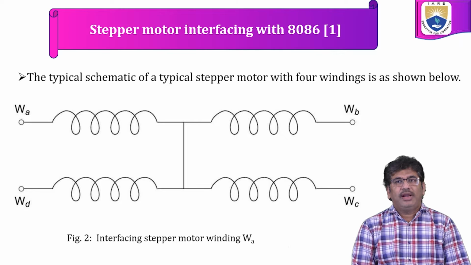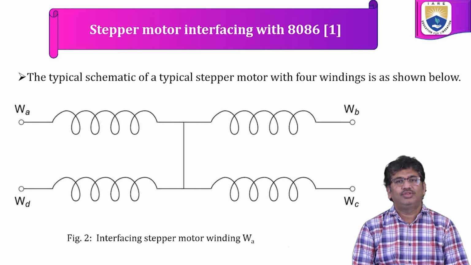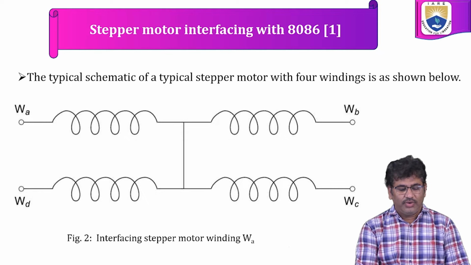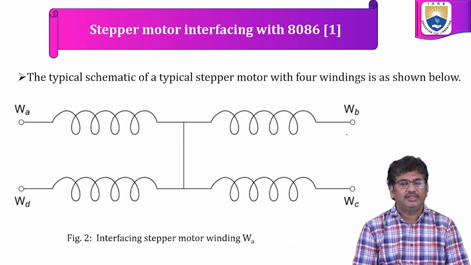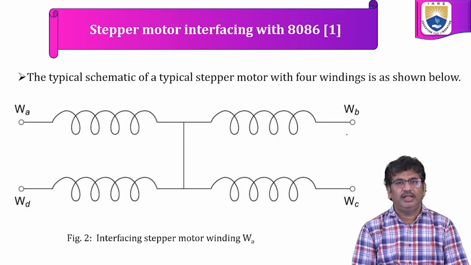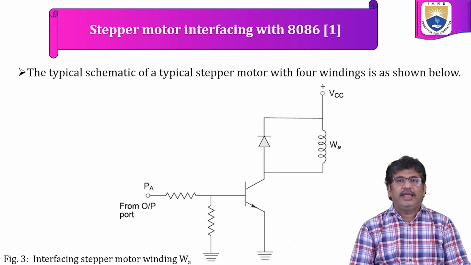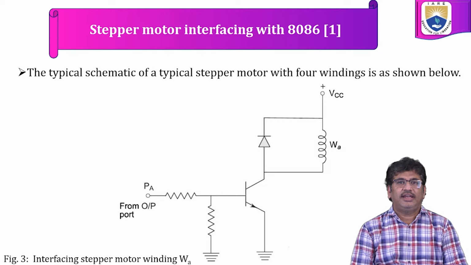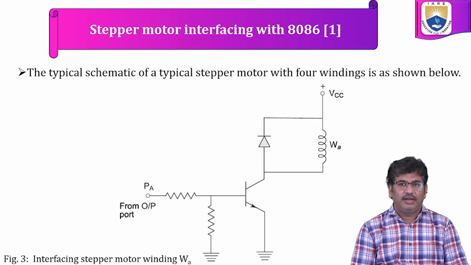A typical schematic of a stepper motor with 4 windings is shown in figure 2. Winding A, winding B, winding C, winding D are arranged in an H-bridge manner. Now, for excitation of a particular winding, the circuit shown in figure 3 gives the schematic. How can we excite winding A?